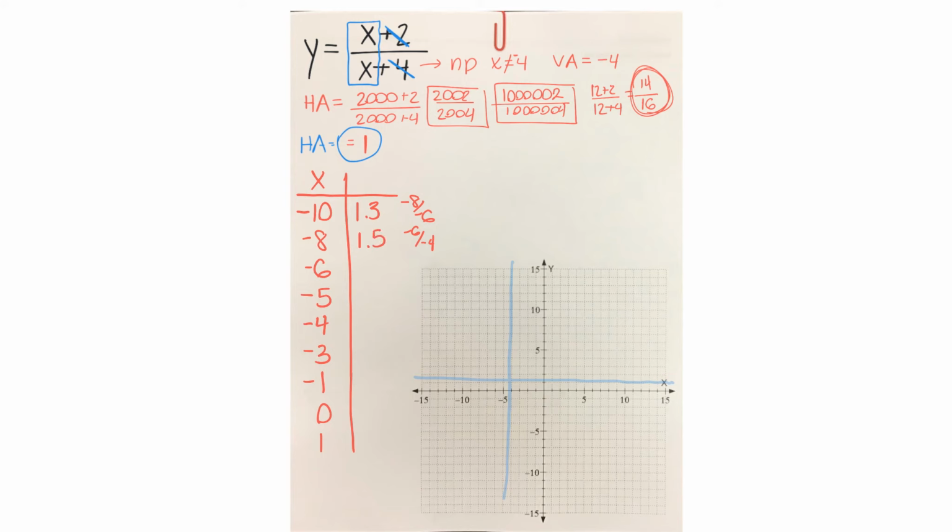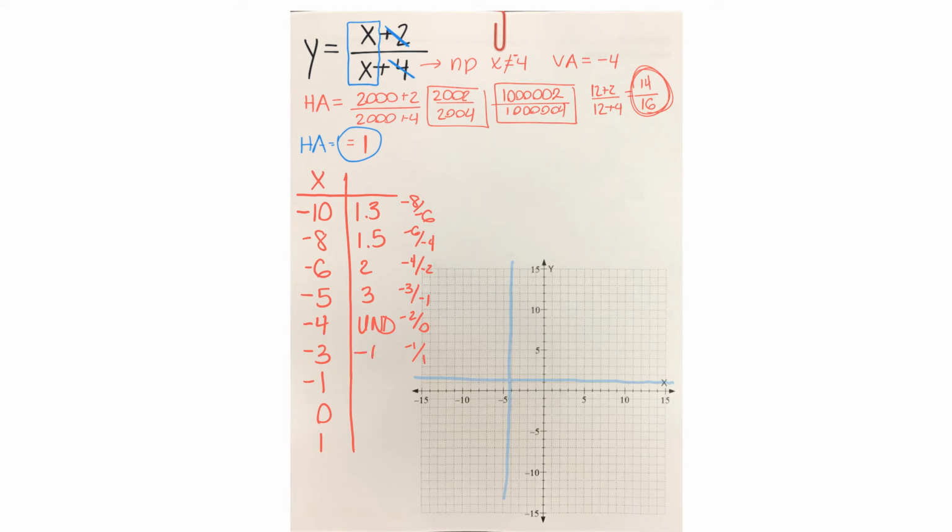a half, right? And negative 6 plus 2 is negative 4. Negative 6 plus 4 is negative 2, so that's positive 2. And negative 5 plus 2 is negative 3. And negative 5 plus 4 is negative 1, so that's 3. And negative 4 plus 2 is negative 2. And negative 4 plus 4 is 0, so that is undefined. And negative 3 plus 2 is negative 1. And negative 3 plus 4 is 1, so that's negative 1.